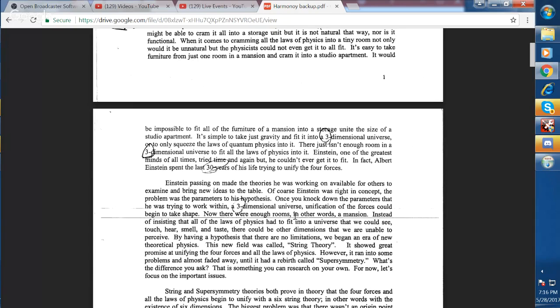So by having a hypothesis that there were no limitations, for the first time the field of physics said there's no limitations, we began a new era of theoretical physics.